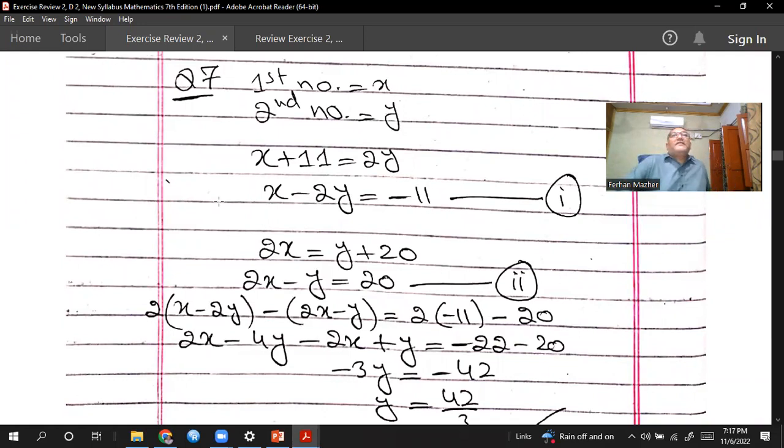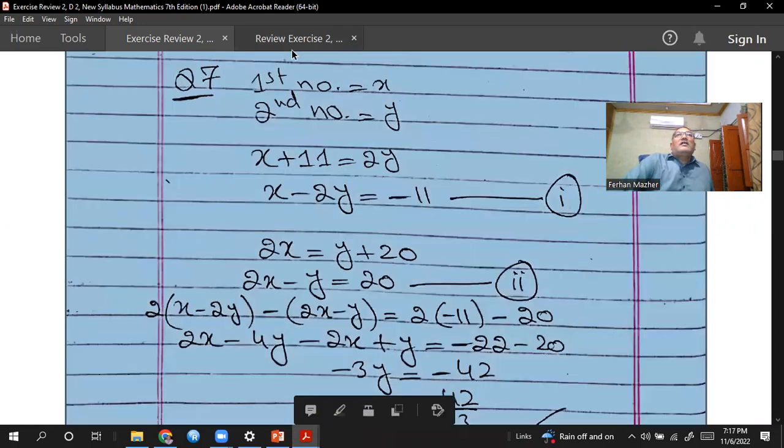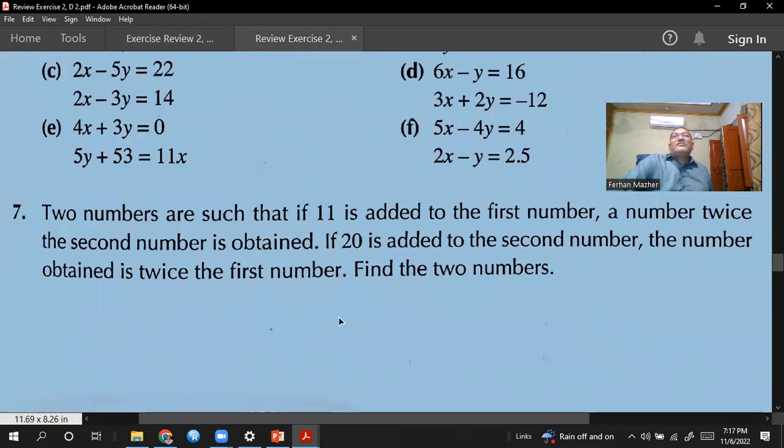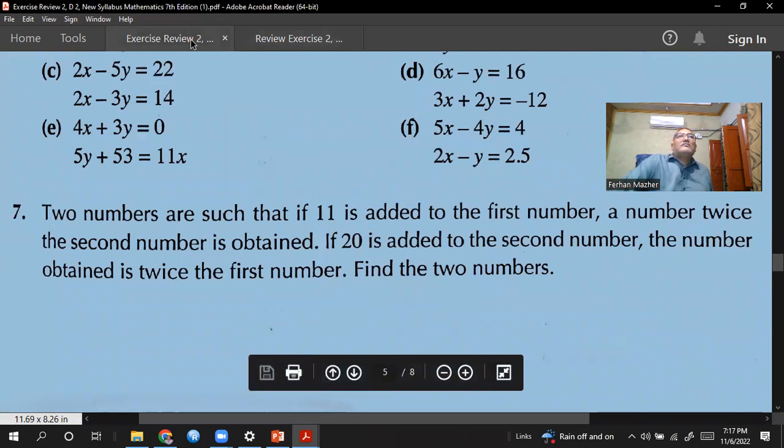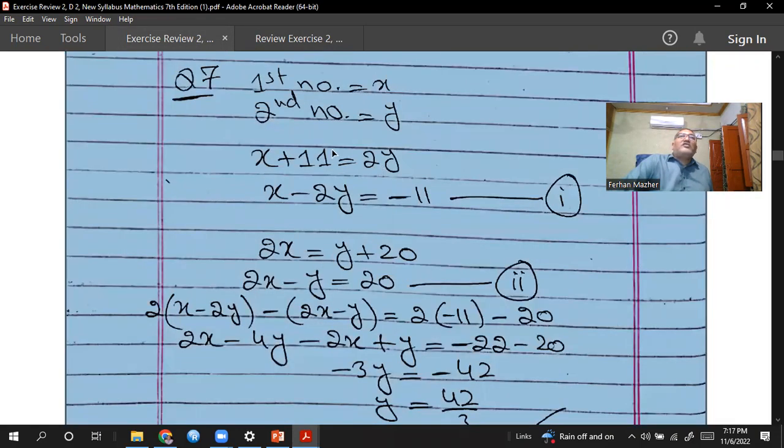I have brought the 2y to this side, and 11 to that side. That's why it is x minus 2y equals minus 11. The second equation is 2x is equal to y plus 20. So 2x minus y equals 20. That will be my second equation. This is the first equation. This is the second equation. So I will multiply the first equation by 2, and then I will subtract the second equation from it. So the x will be eliminated.